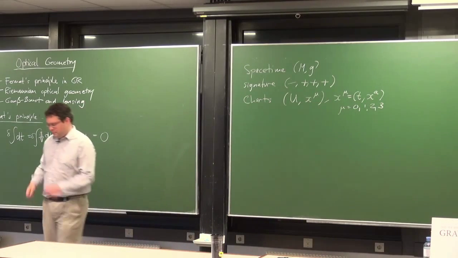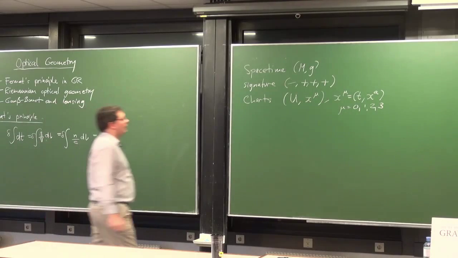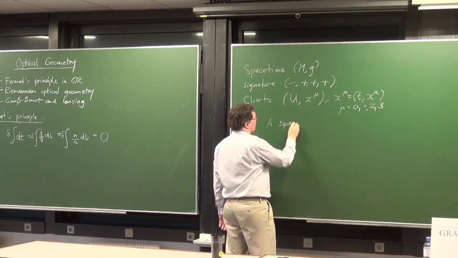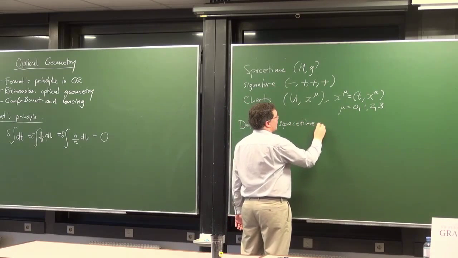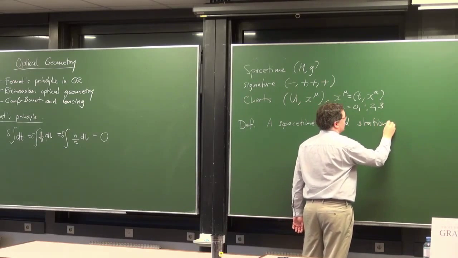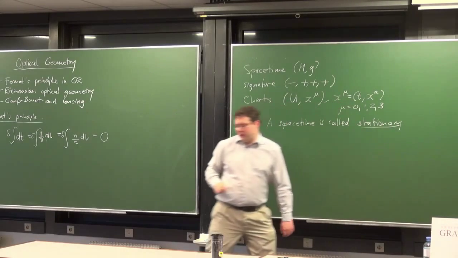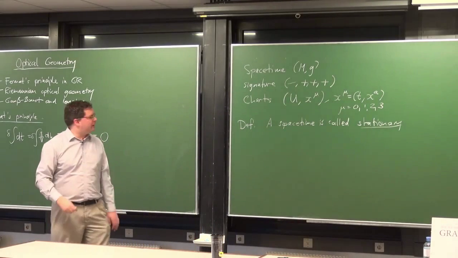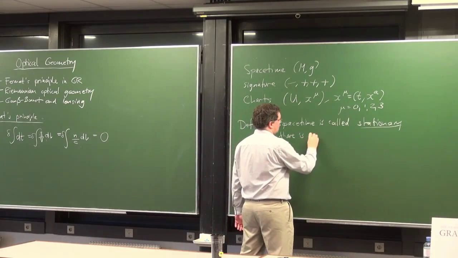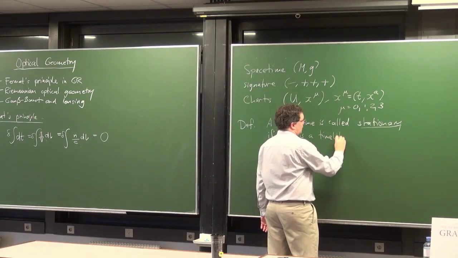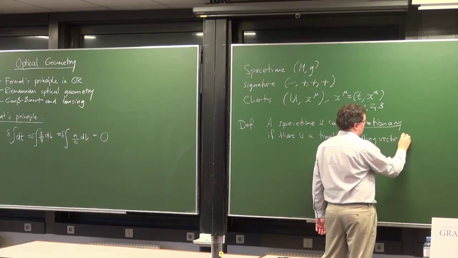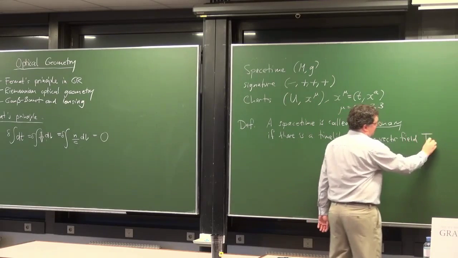Okay, so that's the basic setup. Now, what's a stationary spacetime? Definition: it's called a stationary spacetime if it has a time-like Killing vector field. So let's call this T.